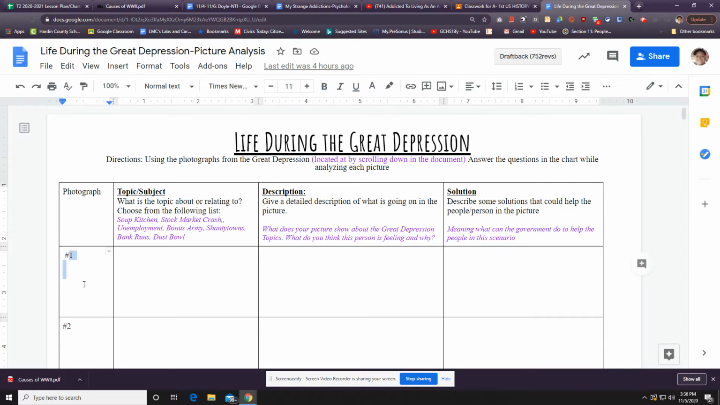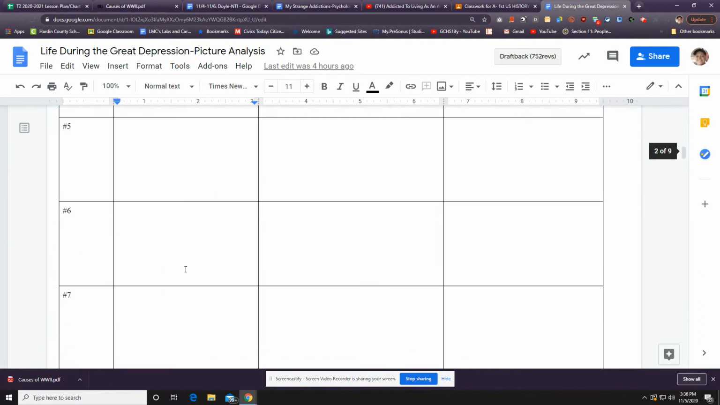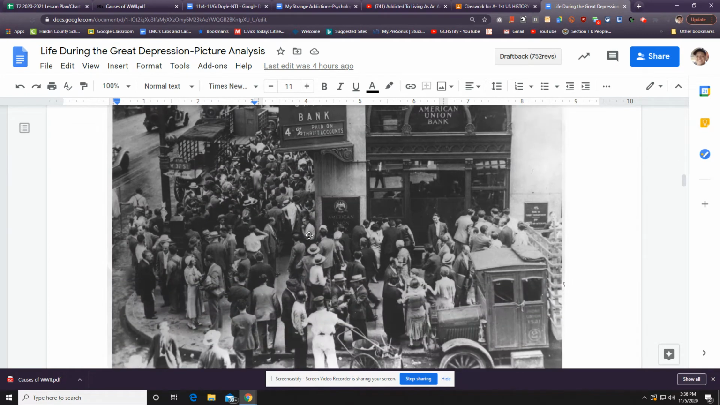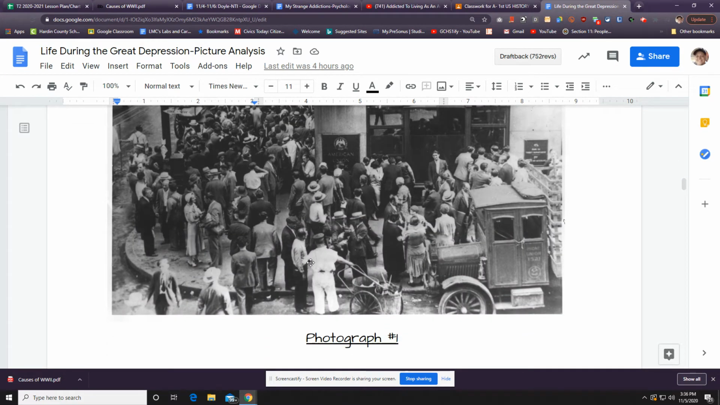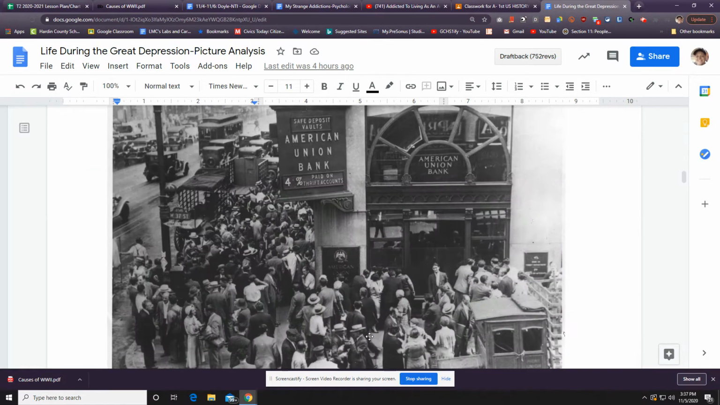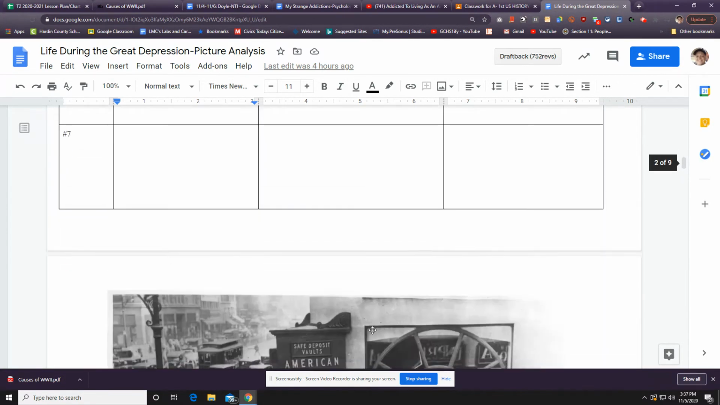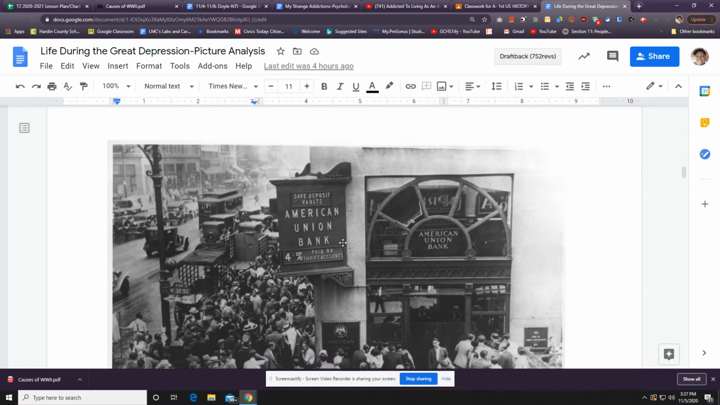So notice this says photograph number 1. I'm going to scroll down until I see the photograph and I'm going to look at it. I know it's photograph 1 because I labeled it accordingly. But you do need to understand the more you type, the pictures might be adjusted, so you might have to adjust the pictures and make sure you're good to go. So this is photograph number 1. All I know is I see American Union Bank.